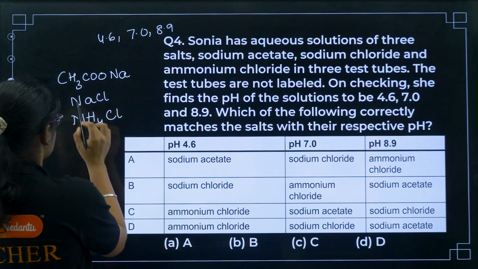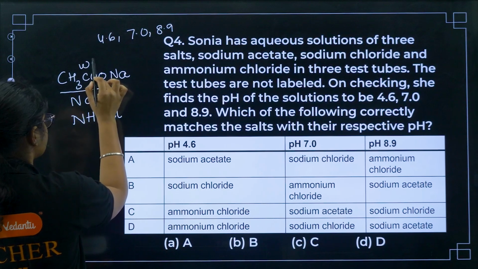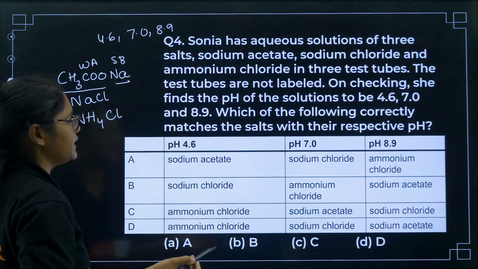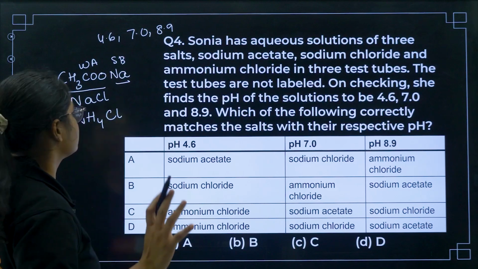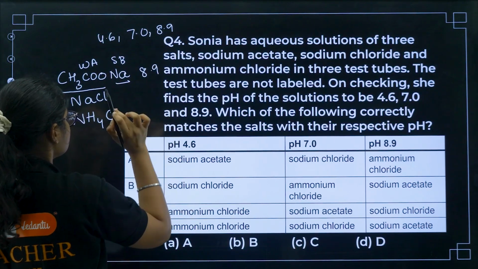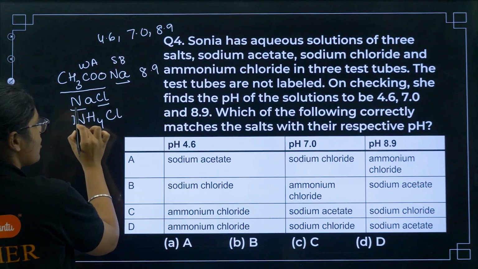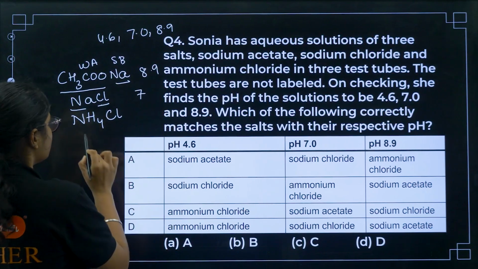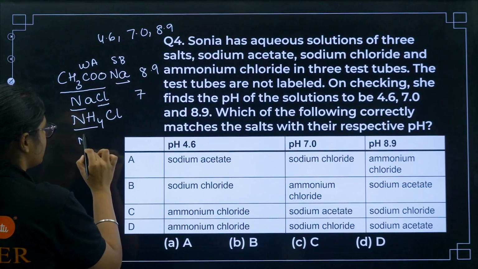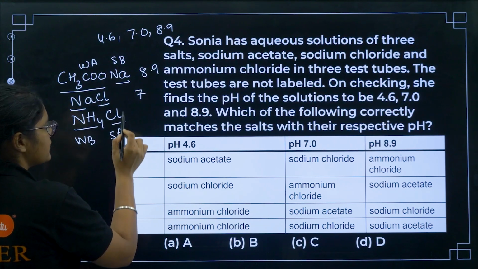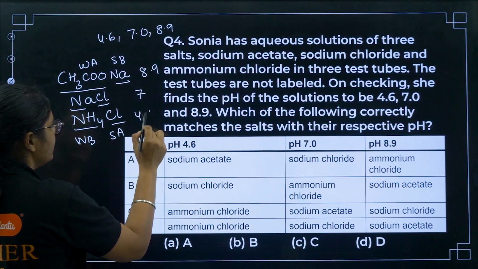So now what we can do here, you can see this is a weak acid, okay, and this is a strong base. Strong base means definitely pH will be greater than 7. So I can say this will be 8.9. Now NaCl, this is a strong acid and strong base, so neutral salt, this will be 7. Here this is a weak base, that is your NH4OH, and this is strong acid. So acidic pH, that is 4.6.